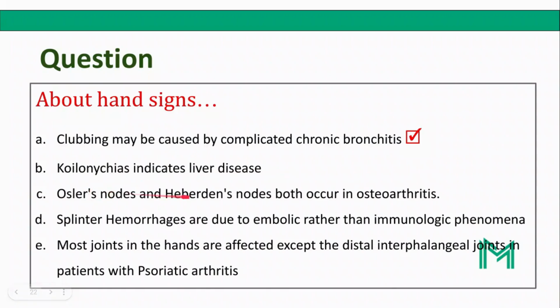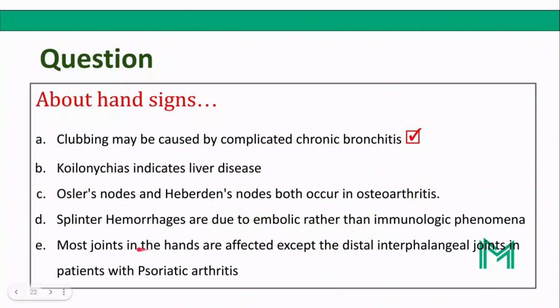Osler's nodes are found in infective endocarditis, while Heberden's nodes are found in osteoarthritis. So we cannot say that both occur in osteoarthritis. So this is a false statement. Splinter hemorrhages are due to embolic rather than immunological phenomena is a false statement because splinter hemorrhages have many causes, including immunologic causes, infectious causes, trauma, and it can be drug induced. Now we see embolic phenomena when it comes to the infectious causes, but we also have immunological phenomena that cause splinter hemorrhages. So we cannot say that splinter hemorrhages are due to embolic phenomena rather than immunological phenomena. So this is a false statement. It actually occurs in both.